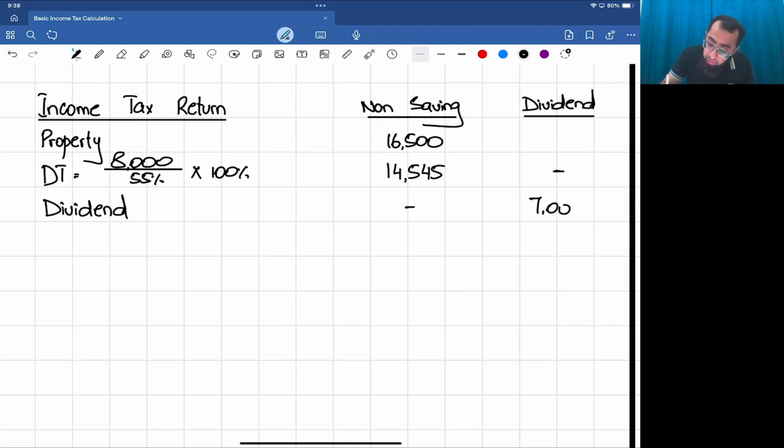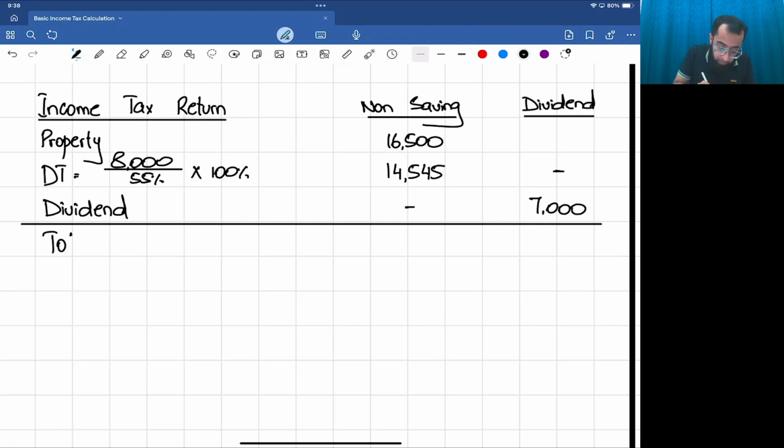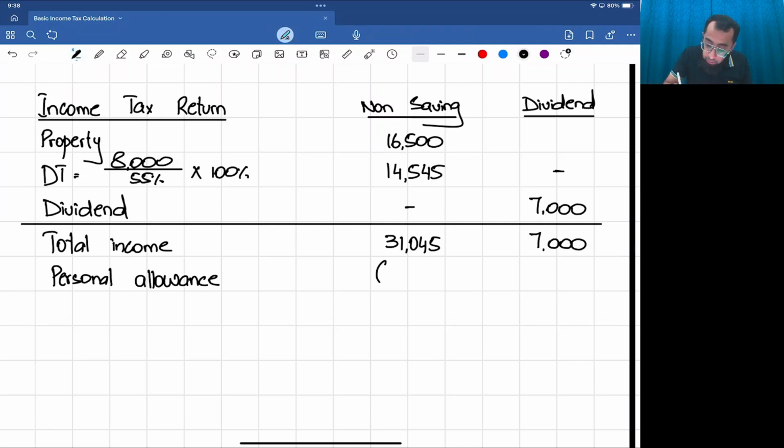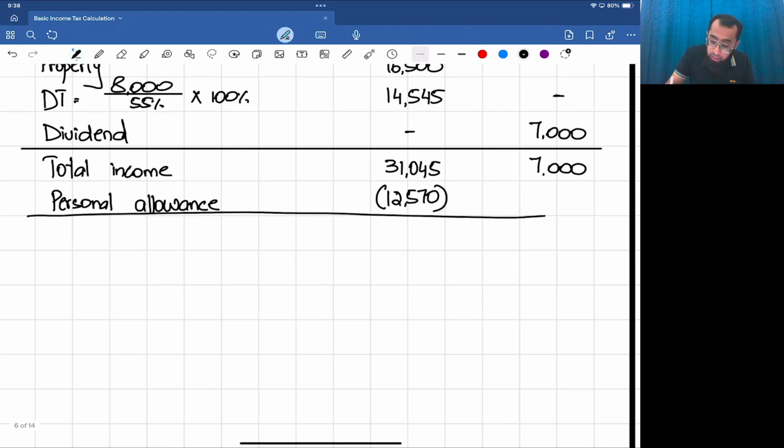So now the incomes are classified. You can arrive at the value of total income. So what is your total income? 16,500 plus 14,545, so that gives us 31,045, and the dividend is 7,000. You will deduct your personal allowance, that's 12,570. That gives you your taxable income.